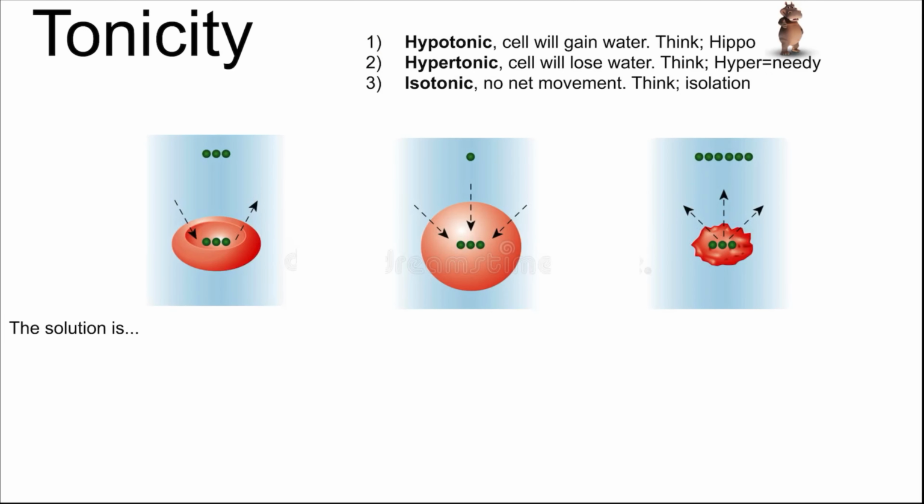Let's try to predict what these three examples represent. On the far left, we see that there's 3 molecules outside and 3 molecules inside. In this case, the solution is isotonic. There's no net movement of water. In the center, we see an example where there's 1 molecule outside of the cell and 3 molecules inside. In order to match the concentration inside the cell, water enters and the cell expands. This would be an example of a solution that is hypotonic.